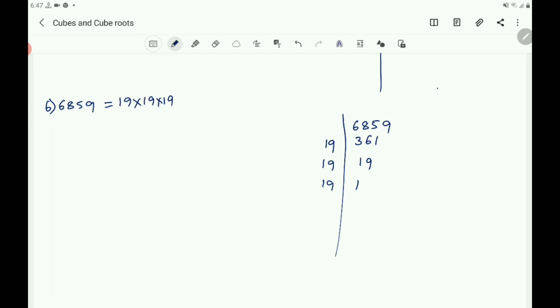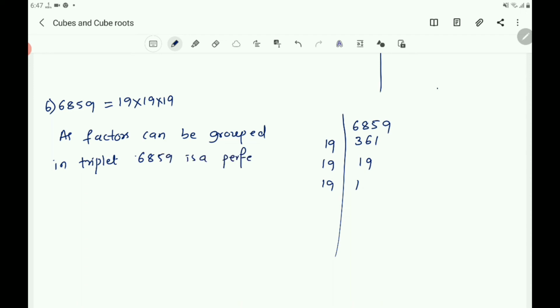So factors can be grouped in triplets. It is a perfect cube. 6,859 is a perfect cube.